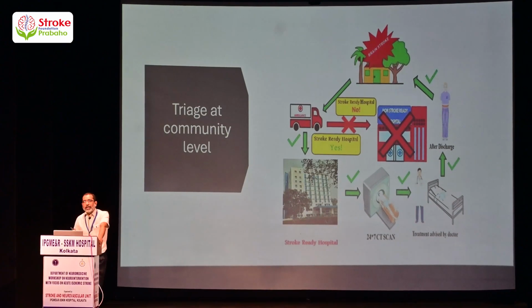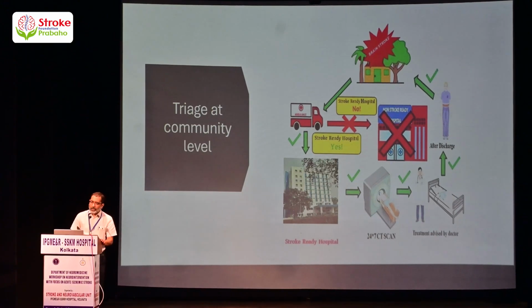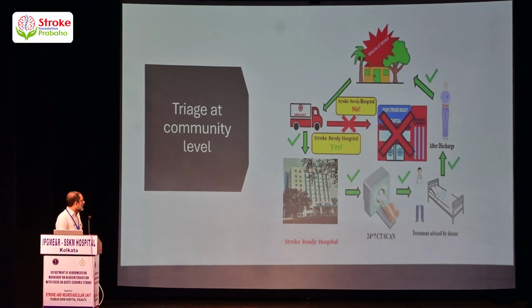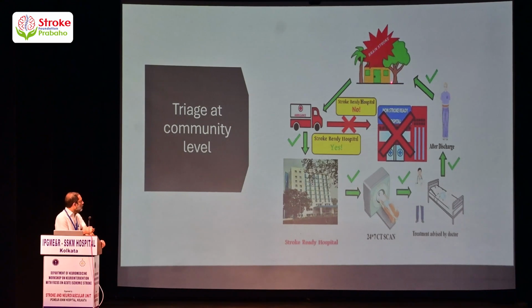Now, once they reach the stroke-ready hospital, another important issue is the triaging of the patient. Before that, triaging you may have to do at the community level. At the community level, what I have just told now: once you suspect brain stroke, you always go to the stroke-ready hospital, not to any hospital which is not stroke-ready. And there you get treatment, and I have already told what we mean by stroke-ready hospital, and then appropriate treatment is given, and the patient is discharged.